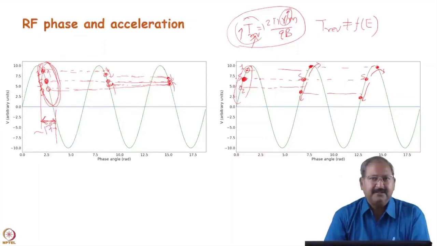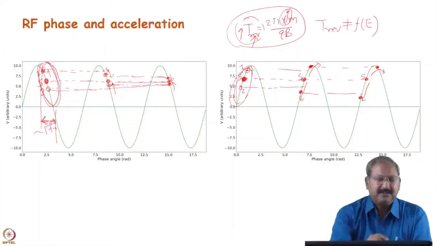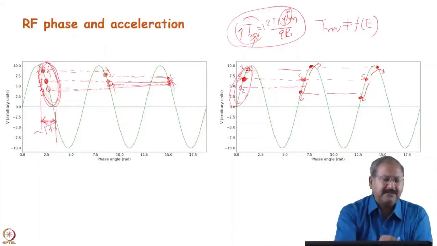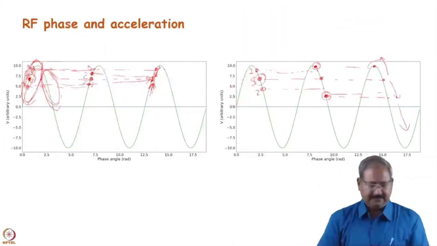So depending on the configuration of the synchrotron, the rising edge of the RF phase may also be stable, or the falling edge of the RF cycle may also be stable. So it depends on what kind of configuration we have in the synchrotron. When we consider the basic longitudinal dynamics of the synchrotron, this picture will become more clear.